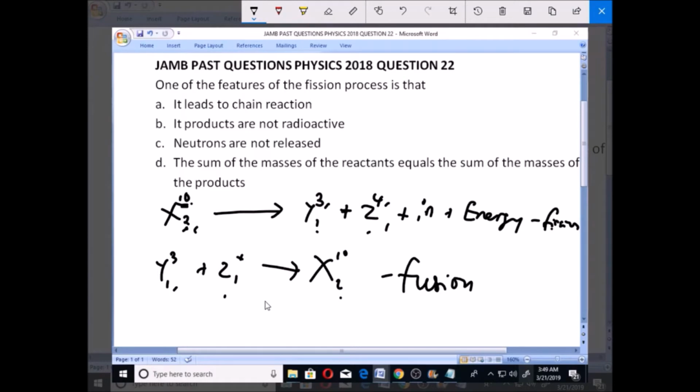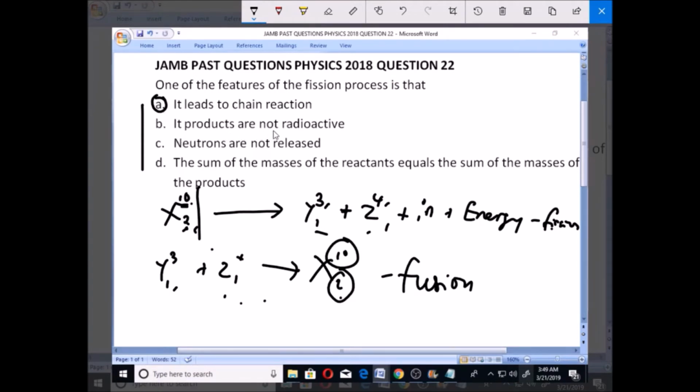So how do you know the smaller one and the big one? By checking their atomic number and mass number. So the reactant side here is bigger than this side. So this is fission, whereas this is fusion. Now, let's look at this question again. One of the features of fission reaction is that A, it leads to chain reaction. Most radioactivity reactions lead to chain reaction. So this is a correct option for now until we check all these.